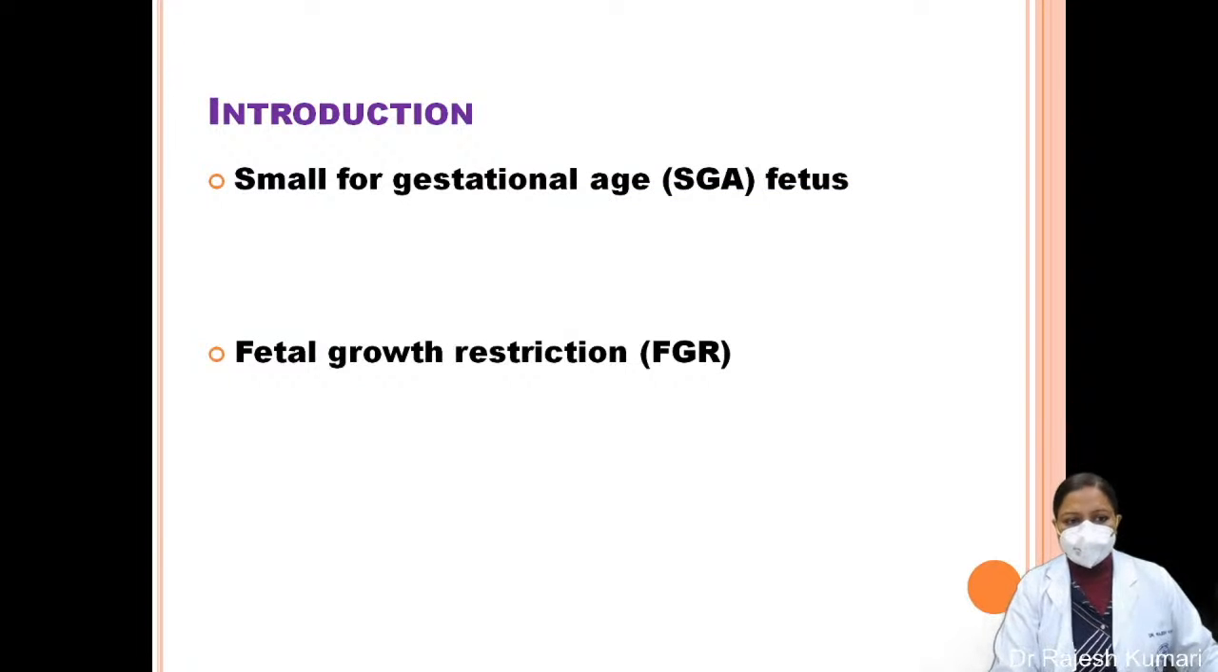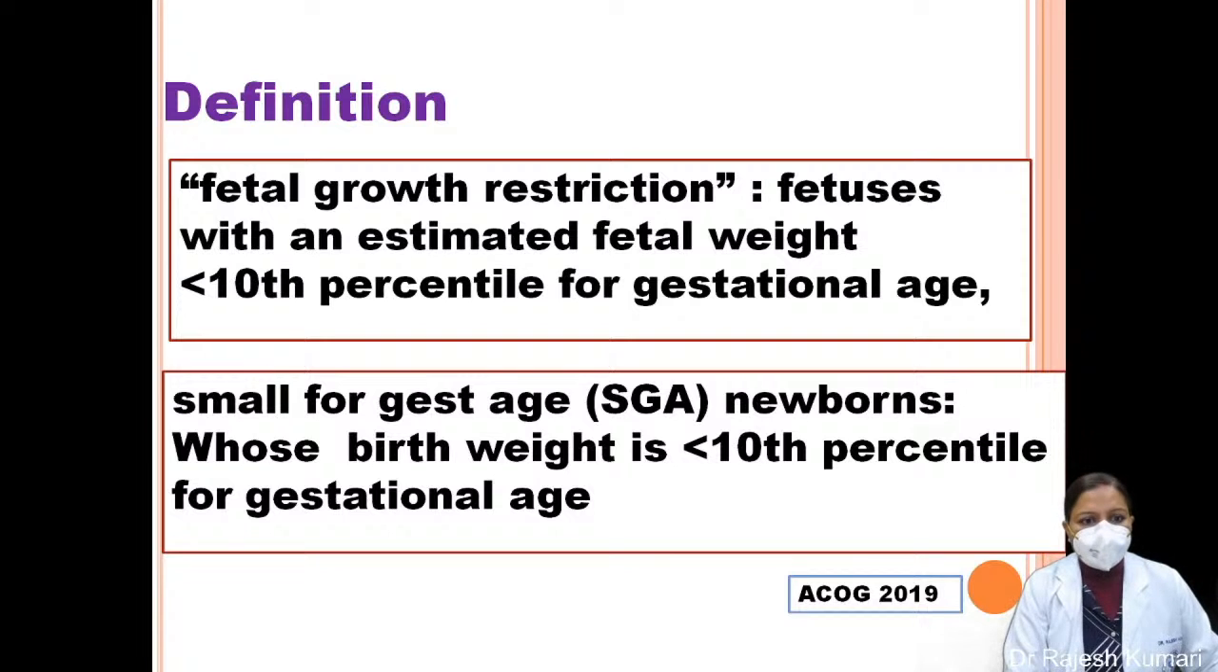Good morning, everyone. Today we will discuss fetal growth restriction and a little bit about oligohydramnios. So we will discuss small for gestational age fetuses and fetal growth restriction. By definition, fetal growth restriction is fetuses with an estimated fetal weight less than the 10th percentile for gestational age, and small for gestational age involves fetuses whose growth is less than the 10th percentile for gestational age, according to the 2019 guidelines.